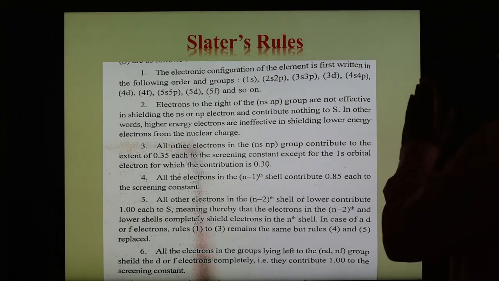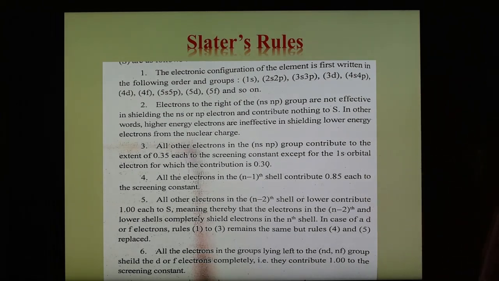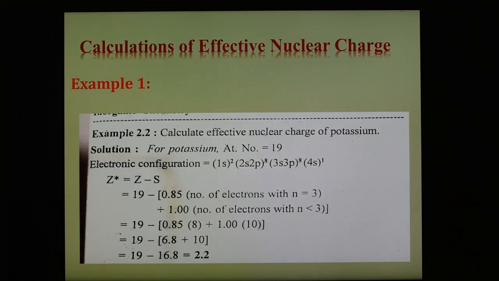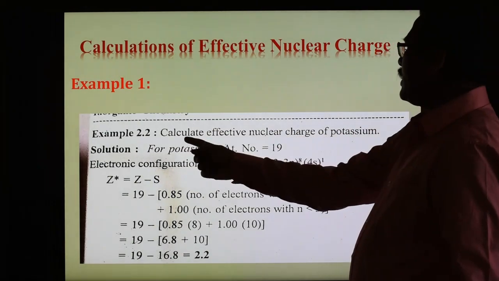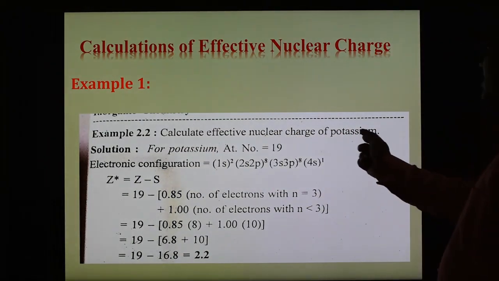So these are the important rules used to find out the screening constant S. And by using these rules, we can calculate the effective nuclear charge of the element. Based on this, we are taking some examples of calculation of effective nuclear charge. Now this is example 1: calculate the effective nuclear charge of potassium.